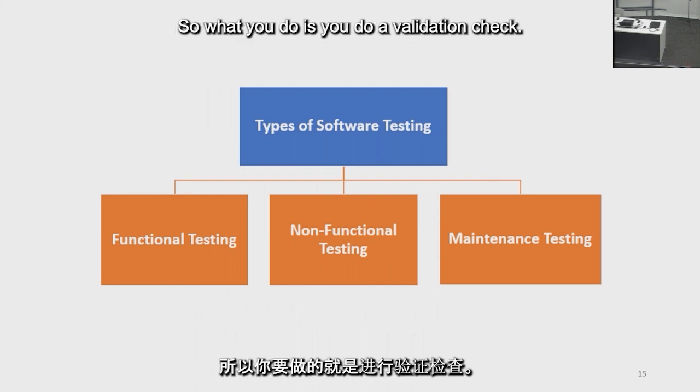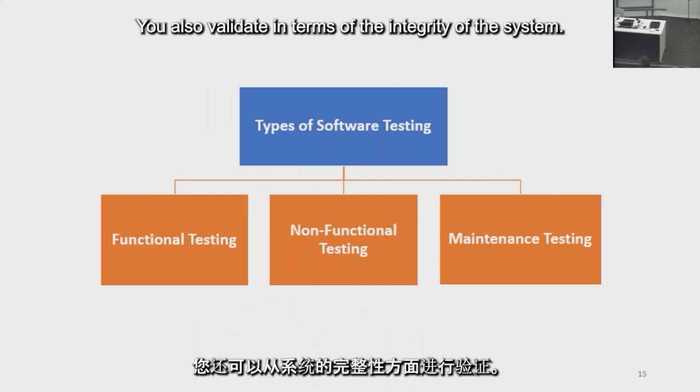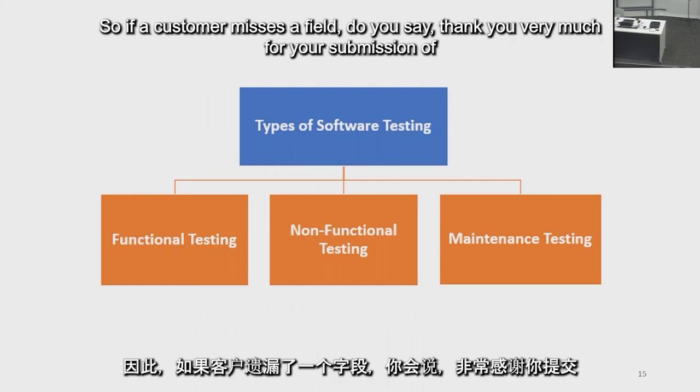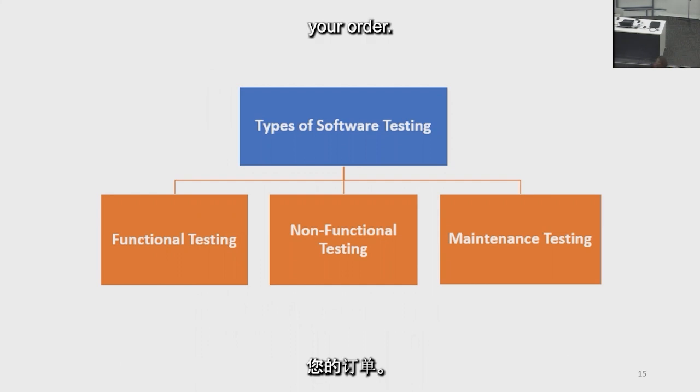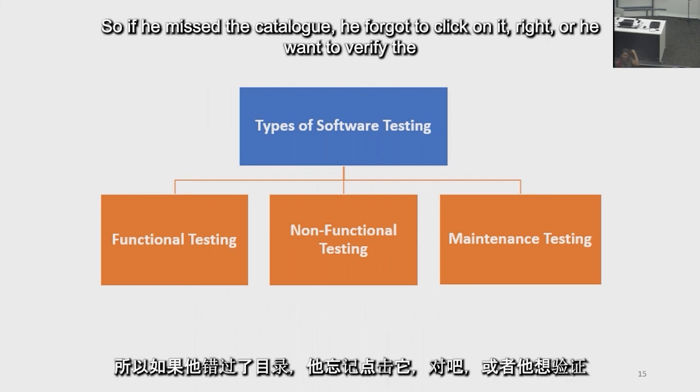So what you do is a validation check. You validate for wrong entry of data variable type. You also validate in terms of the integrity of the system. So if a customer misses a field, do you say, thank you very much for your submission of your order? Garbage in, garbage out. Hey, he missed the field. He didn't select the catalog, but thank you very much for your order. So if he missed the catalog, he forgot to click on it, right? Or he wants to verify the quantity.